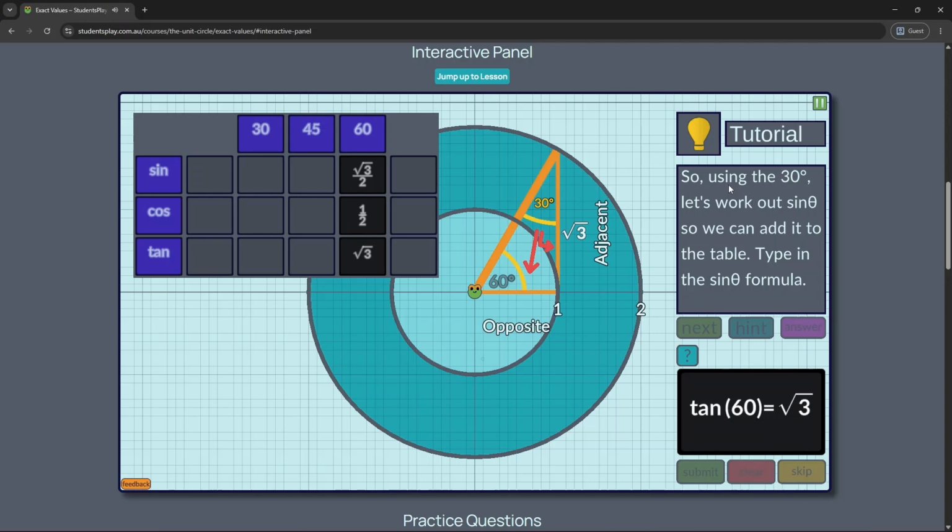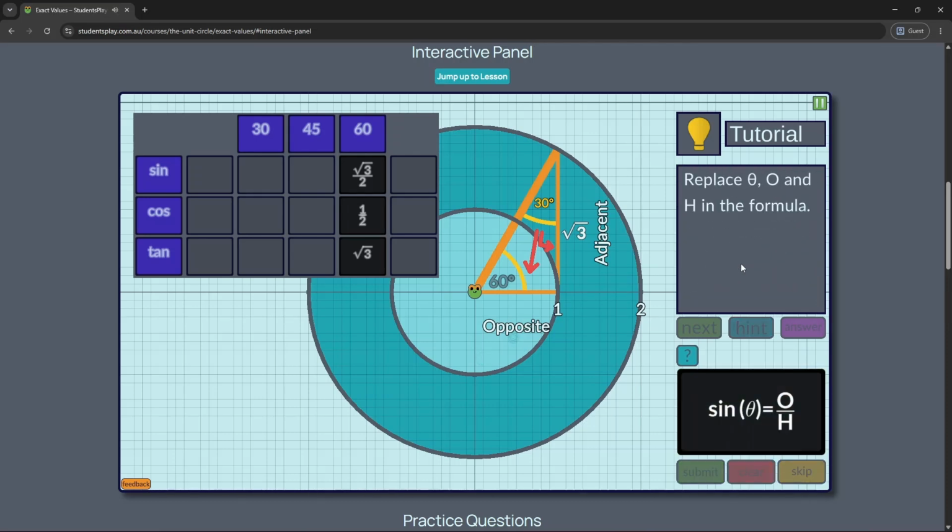So using the 30 degrees, let's work out sine theta so we can add it to the table. Type in the sine theta formula. Okay. Replace theta, O, and H in the formula. So theta is now 30. The opposite is down here, which is 1. Oops. And the adjacent is now this square root of 3 here. So like that. Oh, what did I do wrong?